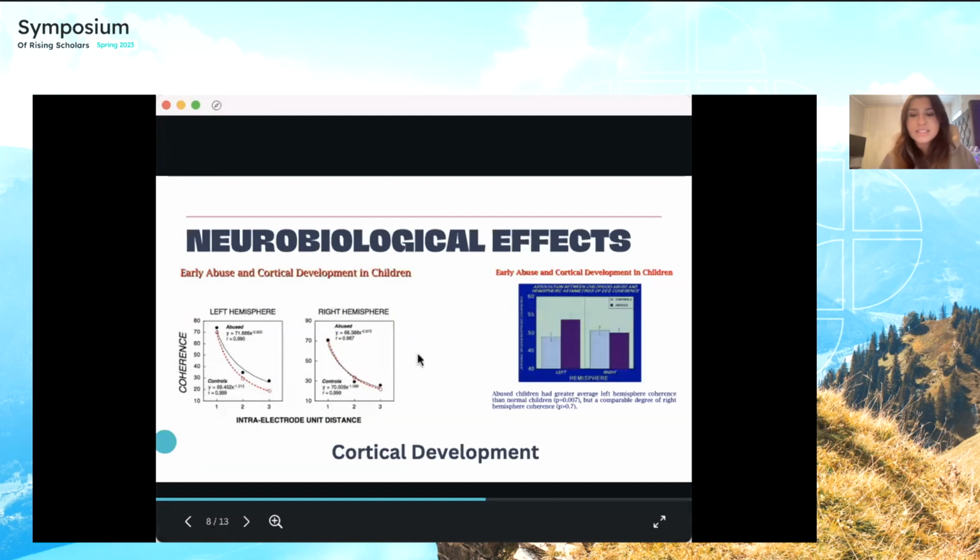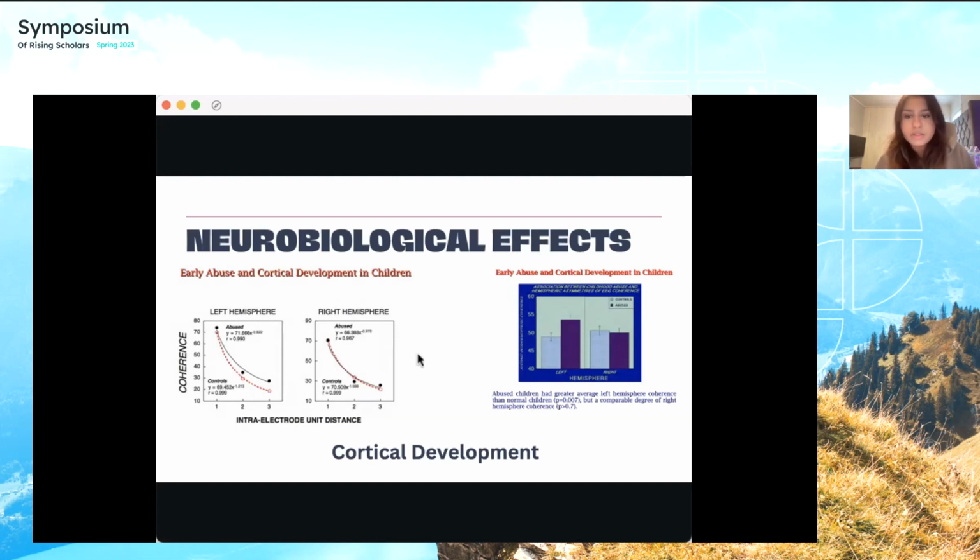Okay, so the next is the cortical development. The cortical development is also similar to the corpus callosum, and in the graph, you can see the early abuse and the cortical development in children. So the left hemisphere, the right hemisphere, and early abuse in cortical development in children. Abused children have greater left hemispheres, and normal children are shown in purple.